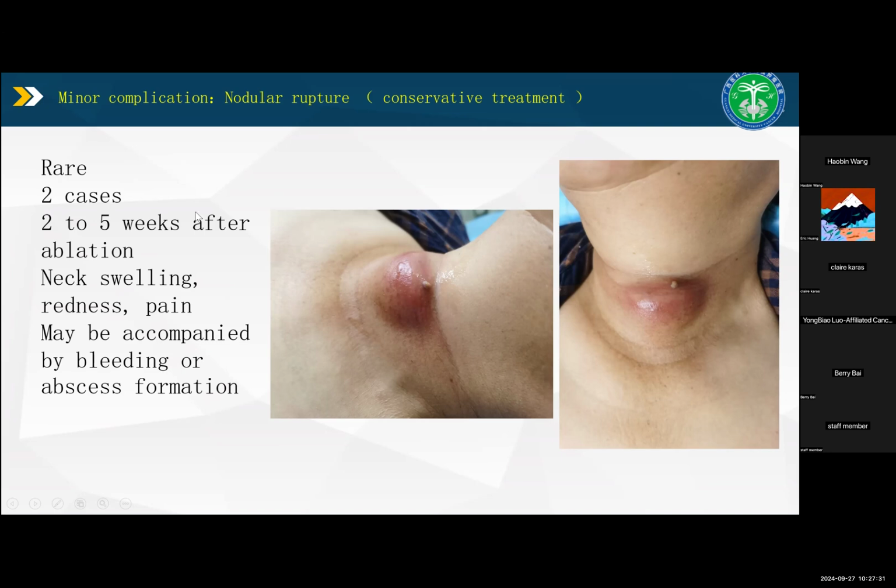This is our patient and nodular rupture. For this rupture, conservative treatment. We can see this, their skin is red and there is infection. This situation almost always occurs 2 to 5 weeks after operation.